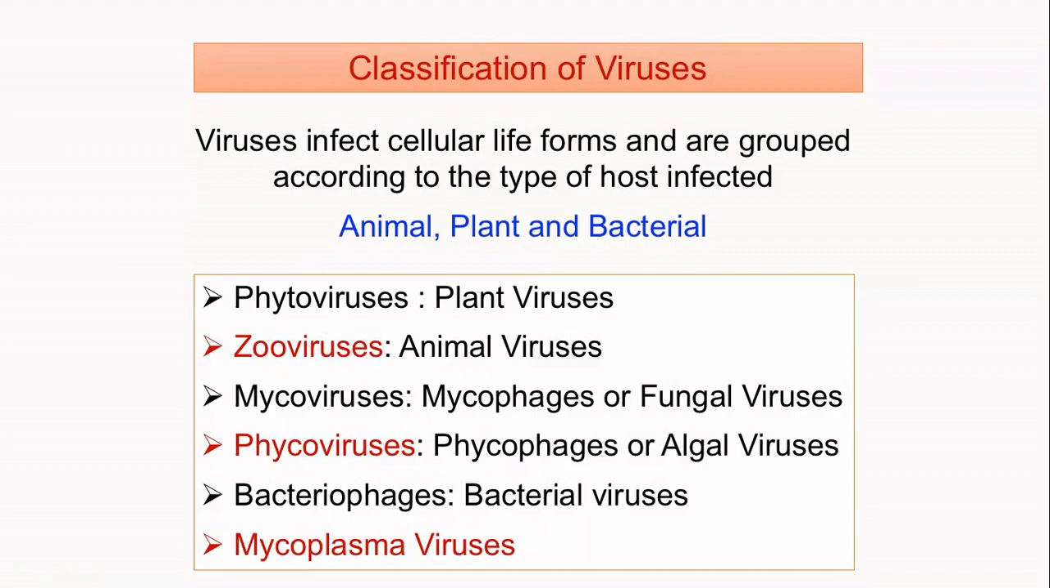Viruses which infect plants are called the phytoviruses. Zooviruses are those which infect animals. Mycoviruses or the mycophages are viruses which infect fungus. Phycoviruses or the phycophages are otherwise called the algal viruses, and they infect algae. Bacterial viruses, commonly known as the bacteriophages, are viruses which infect bacteria.